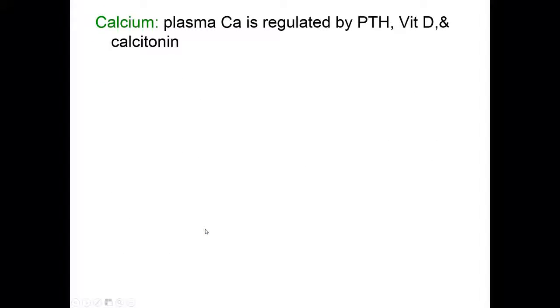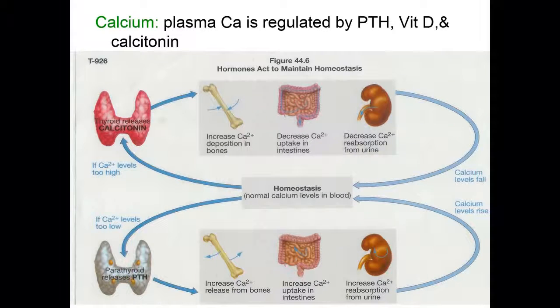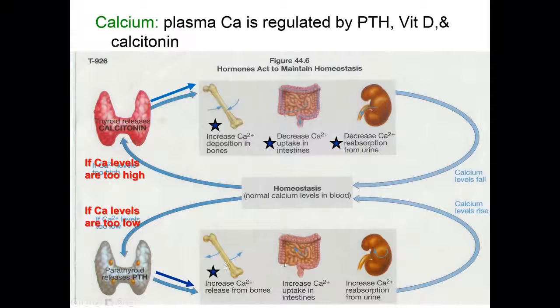So how the calcium levels are regulated by the interplay between PTH, vitamin D, and calcitonin. Whenever there is too much calcium, the C cells of the thyroid gland, the parafollicular C cells, secrete calcitonin. It acts in the bone, in the intestine, and in the kidney to bring down the plasma calcium levels. And whenever the calcium levels are too low, the parathyroid gland kicks in and releases PTH, and it acts in bone again, intestine, and the kidney.